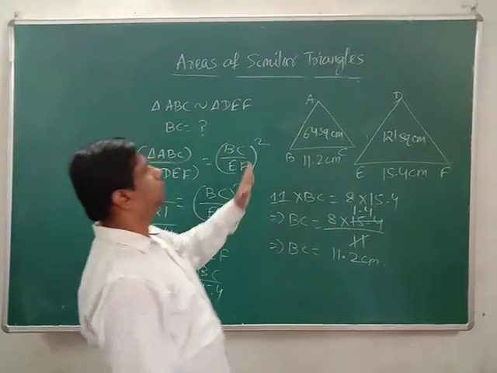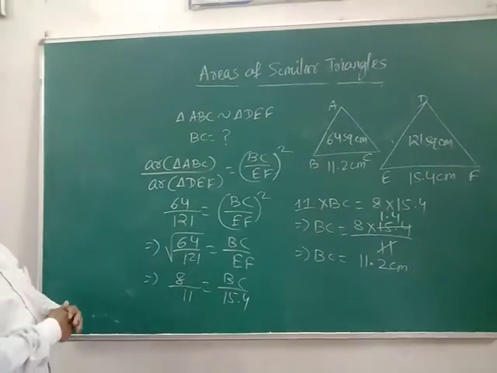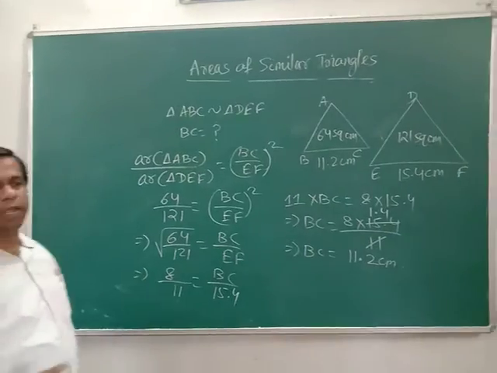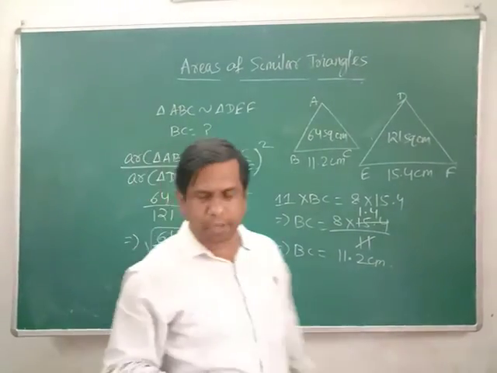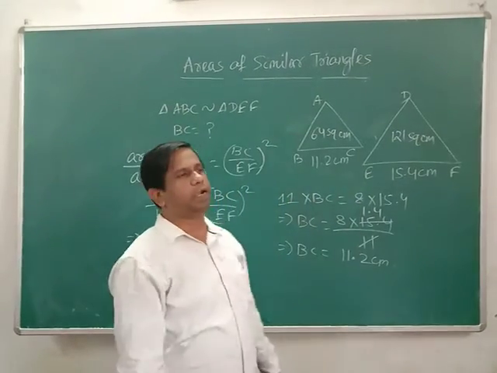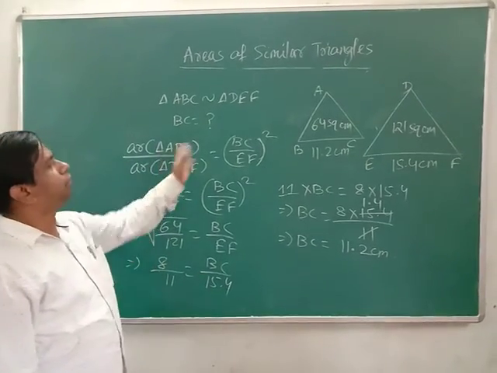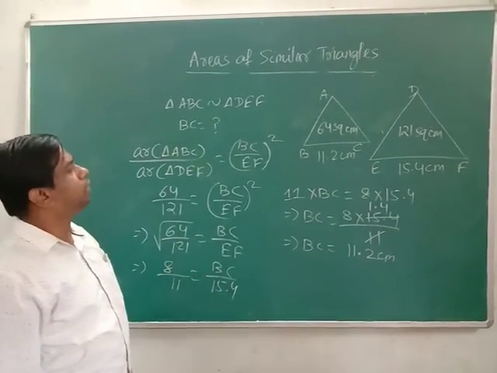So it may be asked as a 1 mark question or 2 mark question. So when areas are given, you have to take the square root of the areas. But when the sides of the two similar triangles are given and you are asked to find out the area, then you have to take the square of the ratio of the corresponding sides.